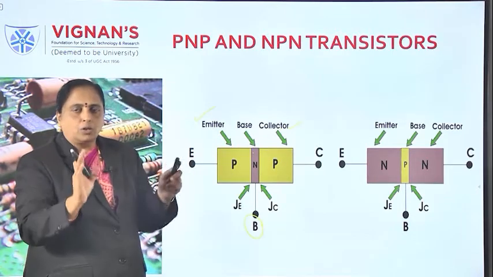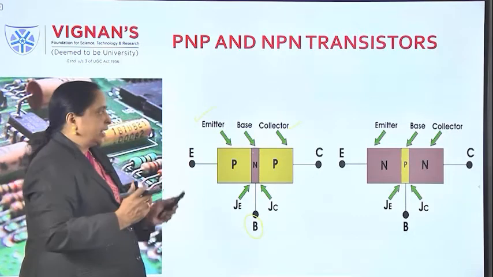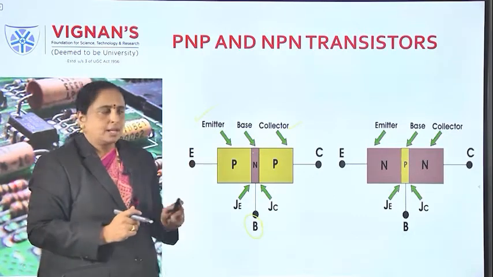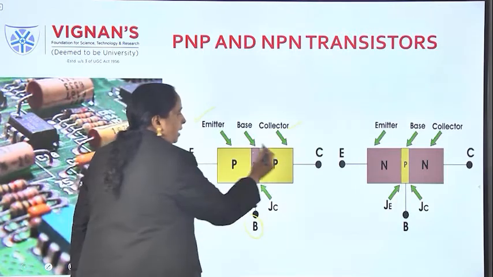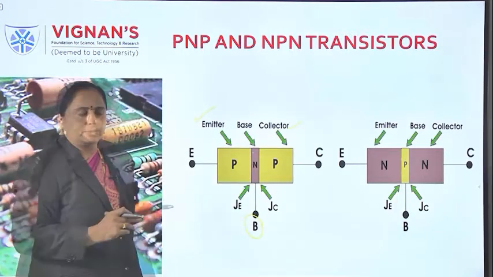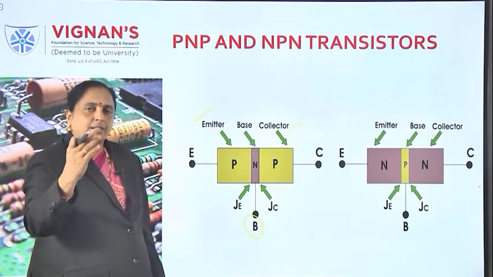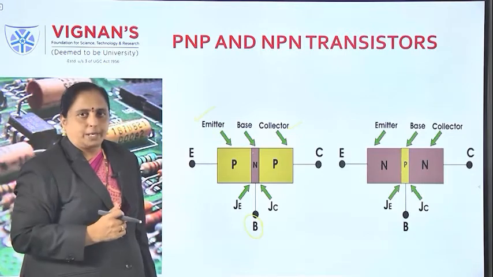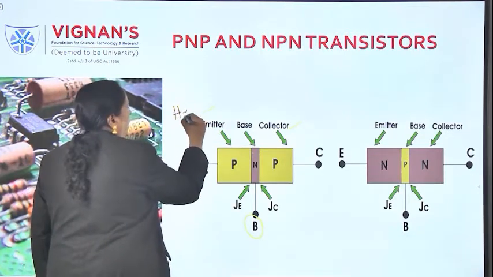So the conclusion is that the BJT, either PNP or NPN transistor, consists of three terminals. They are known as the emitter, the middle region is the base, and another one is the collector. Coming to the doping concentrations, which terminal has which type of doping concentration? Here the emitter is heavily doped.